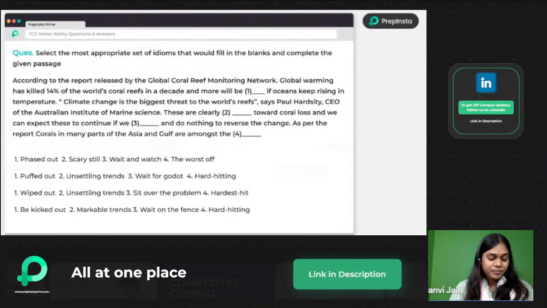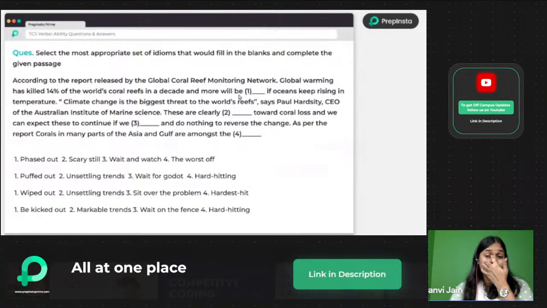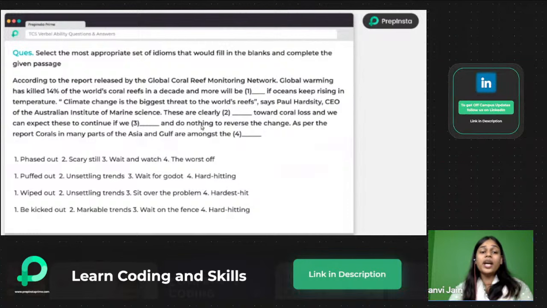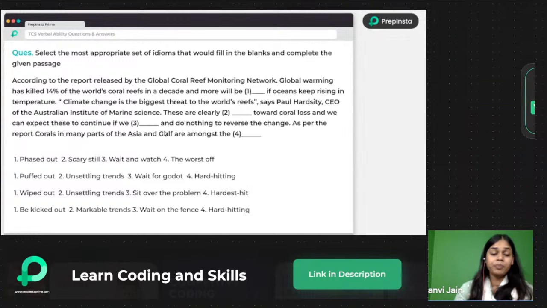All right. So answer C over here is the correct answer. So let's just quickly read the paragraph here. And more will be wiped out if the oceans keep rising in temperature. These are clearly unsettling trends towards coral loss. And we can expect these to continue if we sit over the problem. And lastly, as per the report, corals in many parts of the Asia and Gulf are among the hardest hit. All right. So that's your answer. Option C is your answer for this particular question.